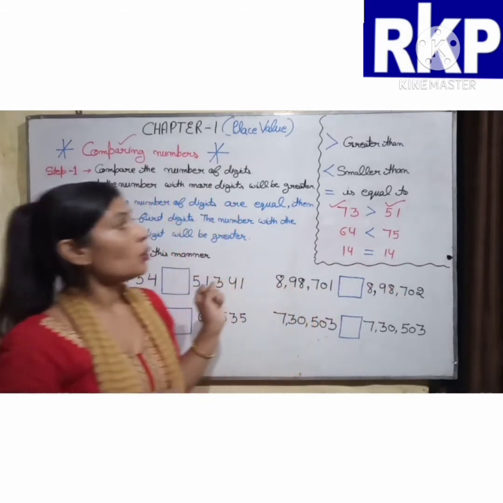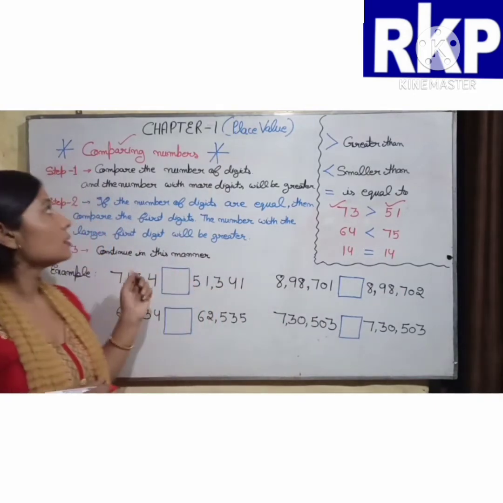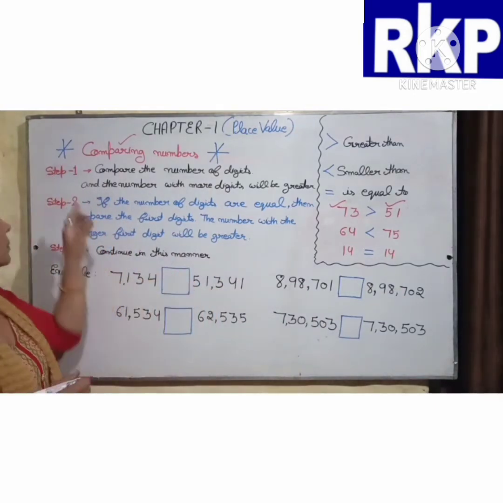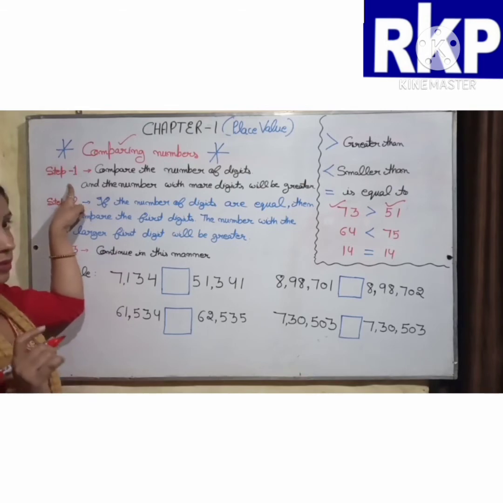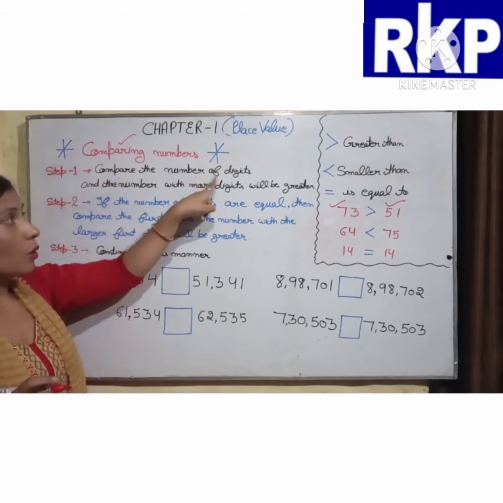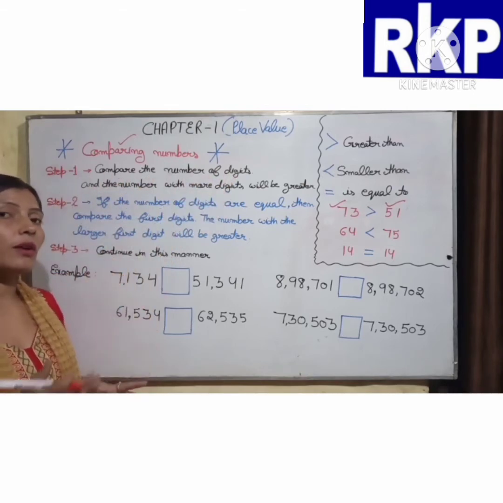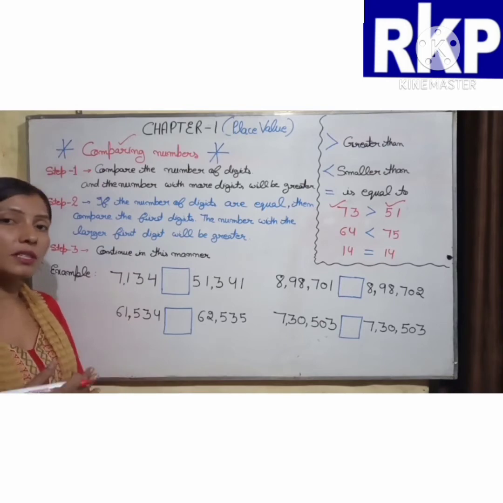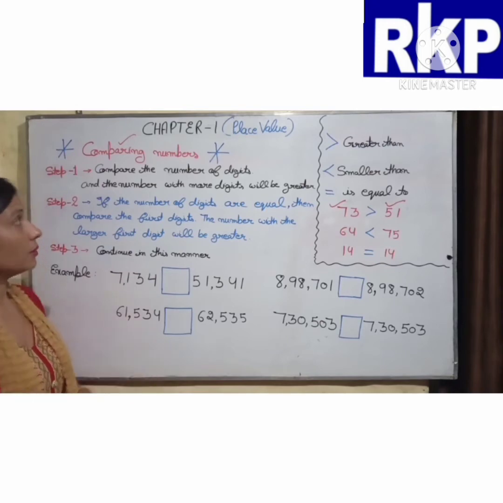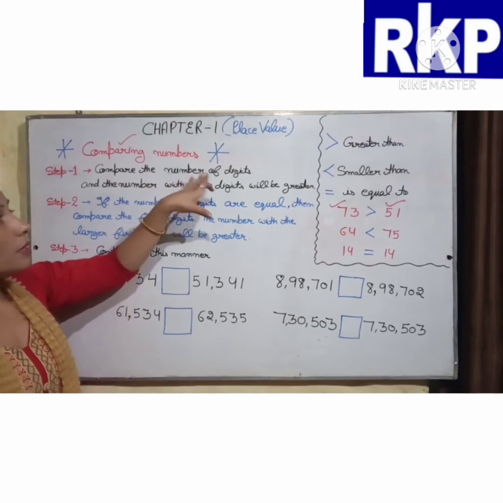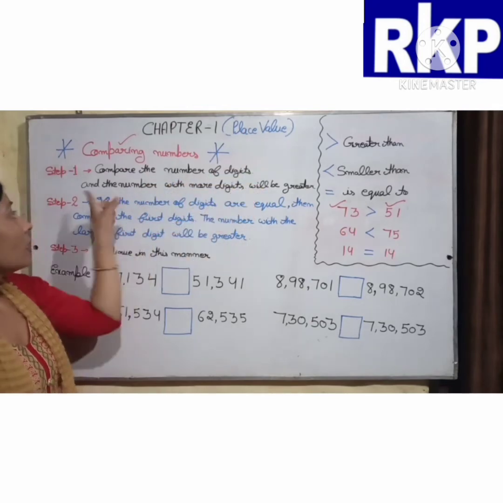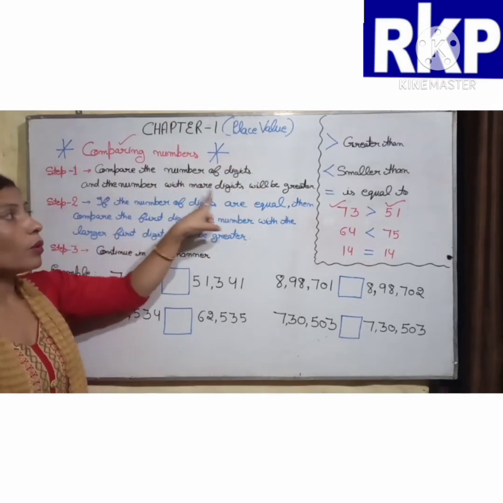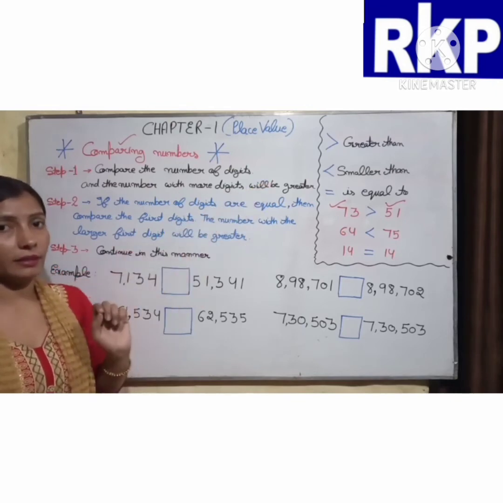Okay, now let us see the rules for comparing numbers. Step 1. First, compare the number of digits. If we have two numbers, first we need to compare the number of digits, and the number with more digits will be greater.